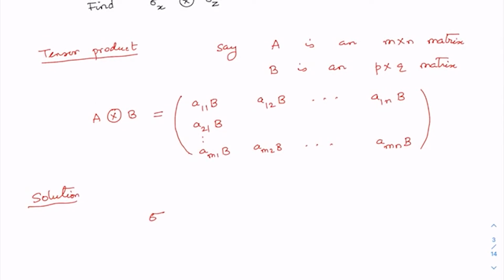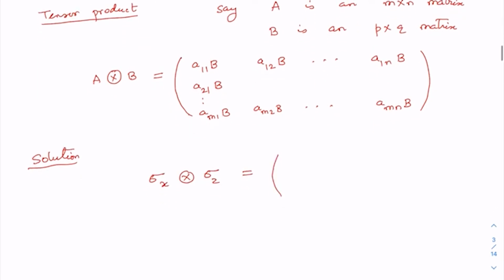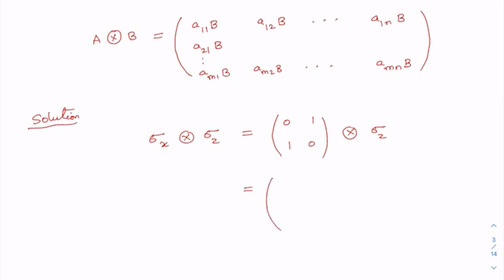Sigma x tensor product with sigma z. We know that sigma x is represented by the matrix 0 1 1 0. So this is sigma z also we know. Let me go step by step. So here I have 0 into sigma z, and then we have here 1 into sigma z. So this is here sigma z, 1 into sigma z here, sigma z, and 0 into sigma z.